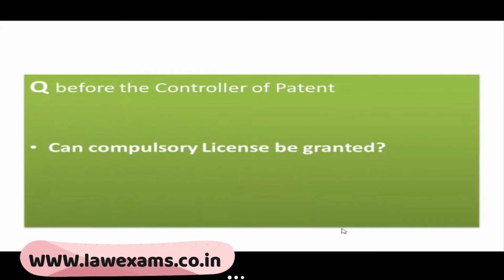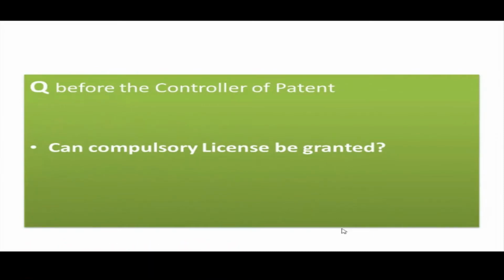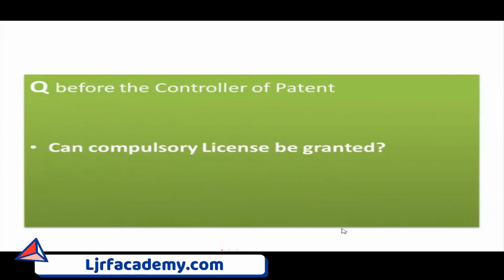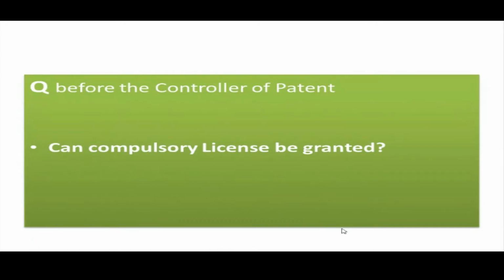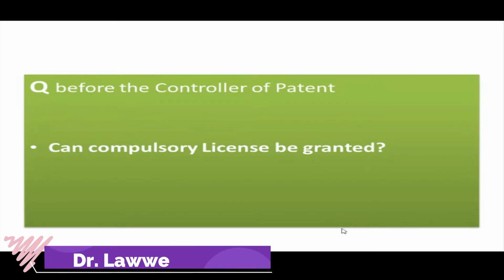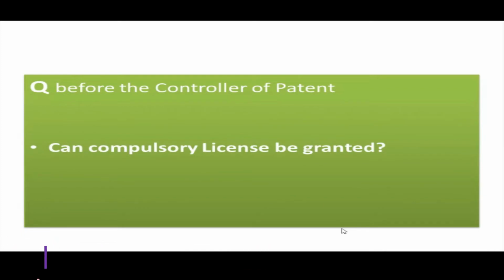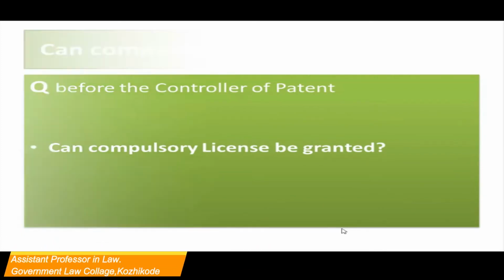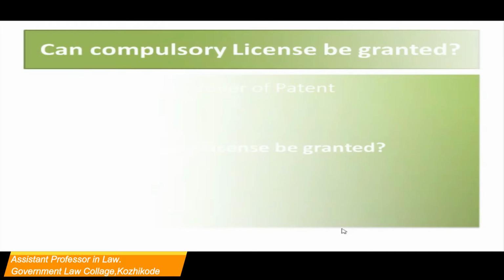And the question before the controller of patent went up to the Supreme Court. The matter took almost the same line till the Supreme Court. So we'll be discussing only the matter before the controller of patent, because the same line is followed up to the Supreme Court of India. Now the question before the patent controller is, can a compulsory license be granted? It goes without saying, it's obvious, but that question is to be understood properly.